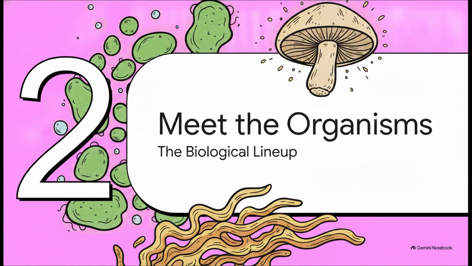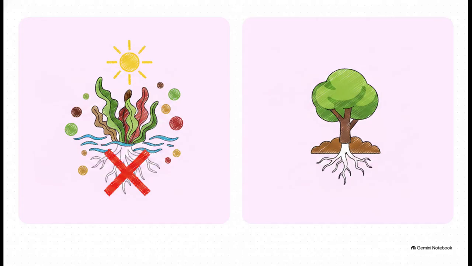Section 2, Meet the Organisms, the lineup. Get ready, because these guys are literally the hidden engines of our planet. So it's a classic biological mix-up, right? Algae are this huge, diverse group of mostly aquatic organisms. They range from microscopic phytoplankton all the way to massive, multicellular seaweeds.